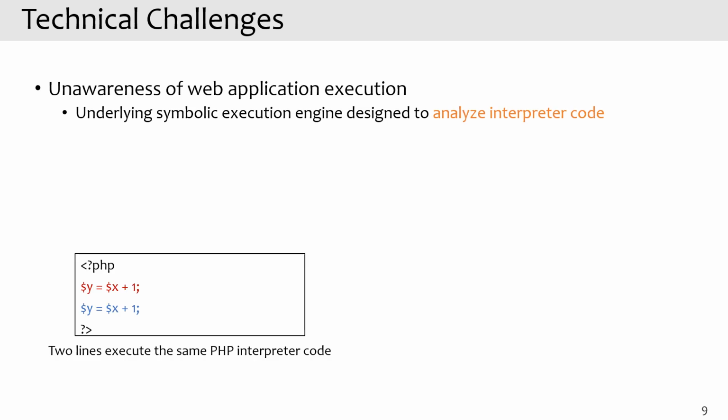However, we encounter several technical challenges. For example, the underlying symbolic execution itself is designed to analyze the interpreter code. In other words, it is unaware of what web application code is getting executed. For example, given the code shown here, the two identical lines of code execute the same PHP interpreter code because they are identical at the PHP code level. So the underlying symbolic execution engine is unable to distinguish these two lines of code during the analysis.